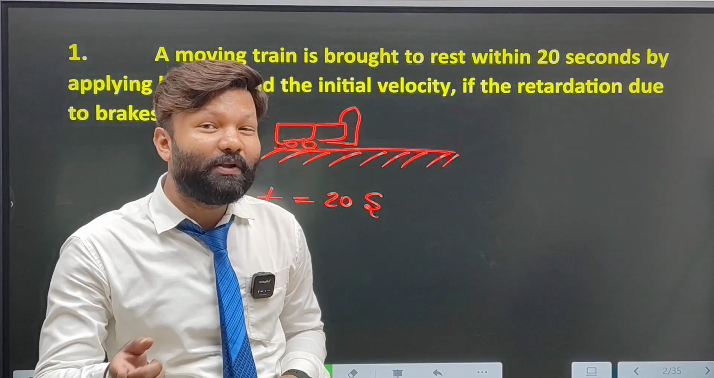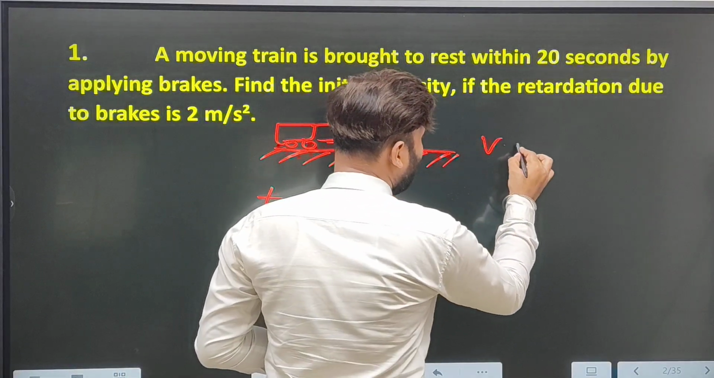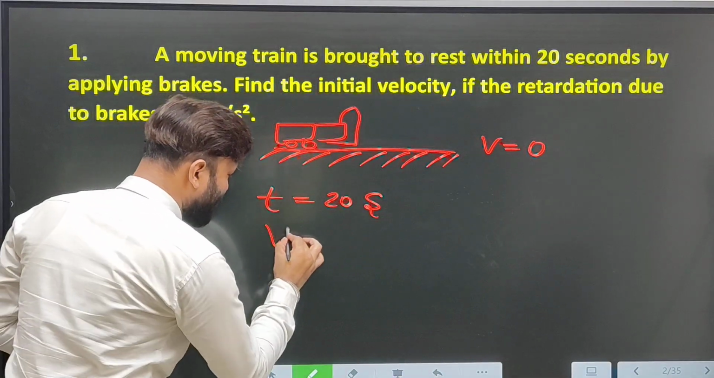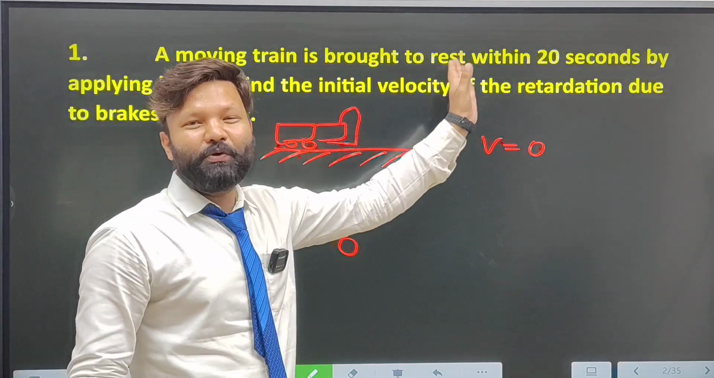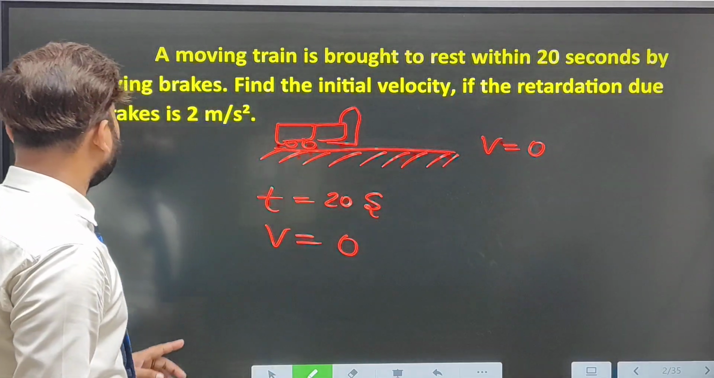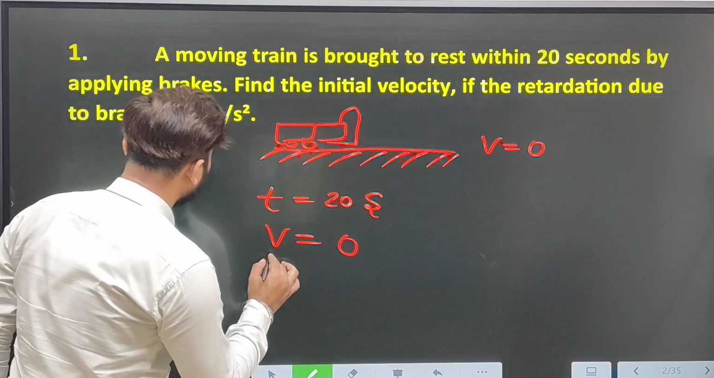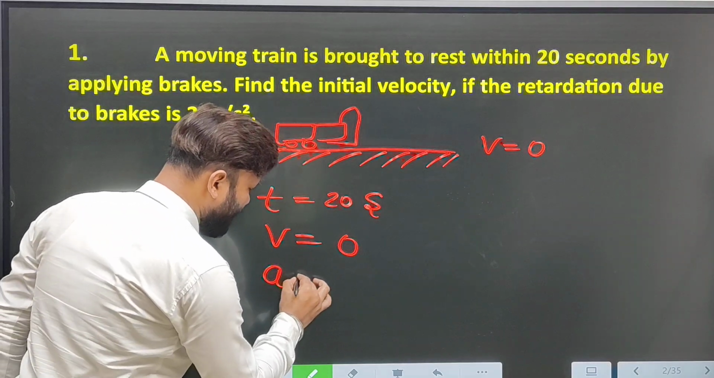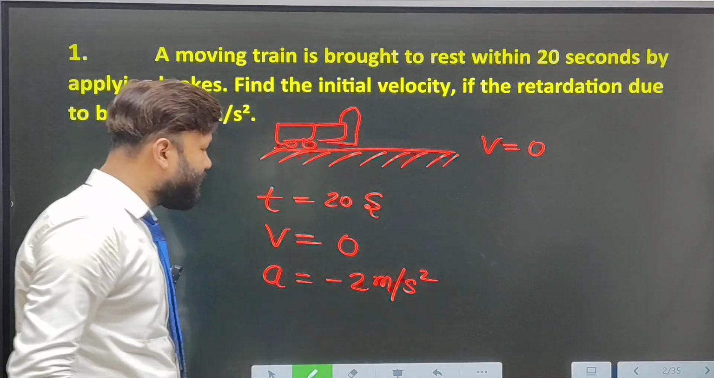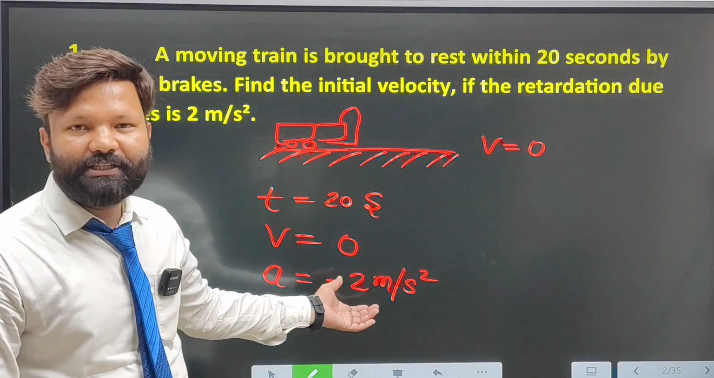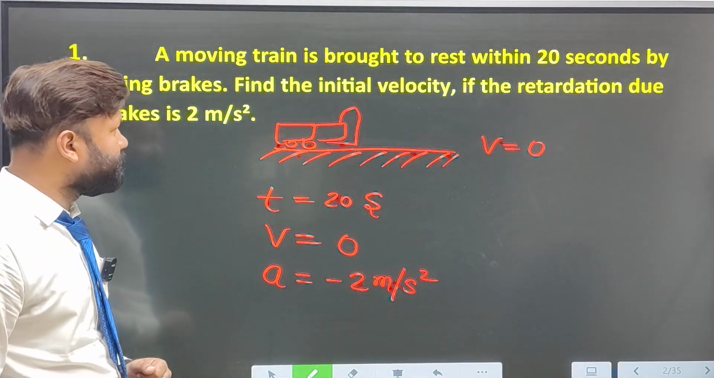And the moving train is brought to rest. It means the final velocity becomes 0. So here final velocity is 0. Why? Because the train is moving and now it is brought to rest. Find the initial velocity if the retardation due to brakes is 2 meters per second square. What is the meaning of retardation? Retardation means negative acceleration, and it is given 2 meters per second square, students.